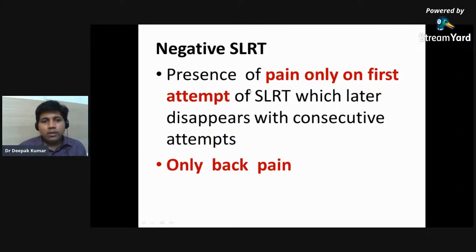So this is one place where it is in touch with medicine. Another thing is that sometimes the patient may complain only of back pain. Well, the patient may have radiculopathy, we are not sure, but definitely that is not a straight leg raising test. You can't take that as a positive straight leg raising test.